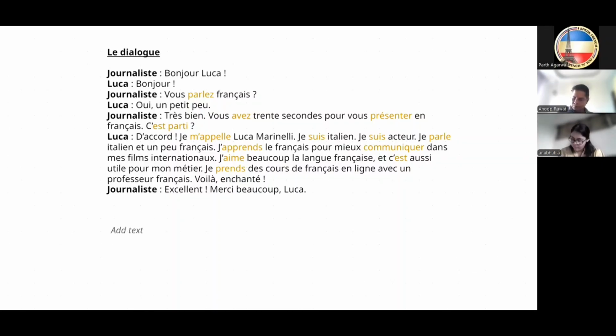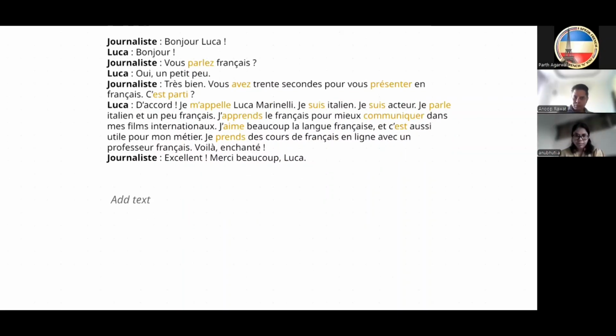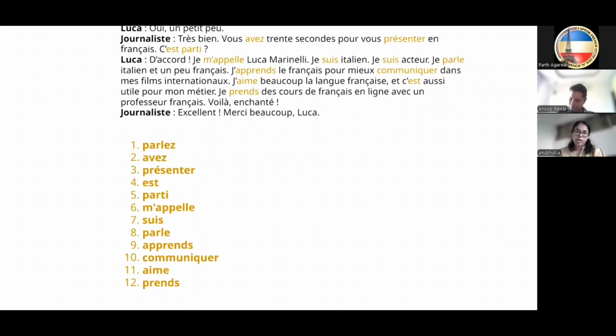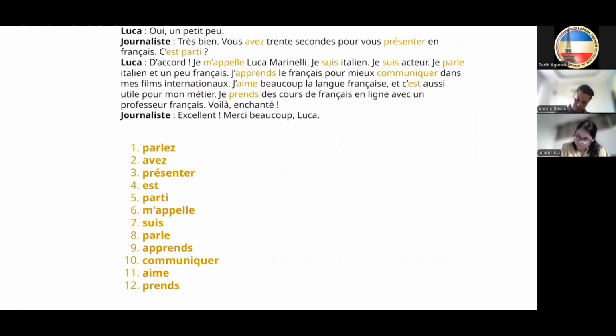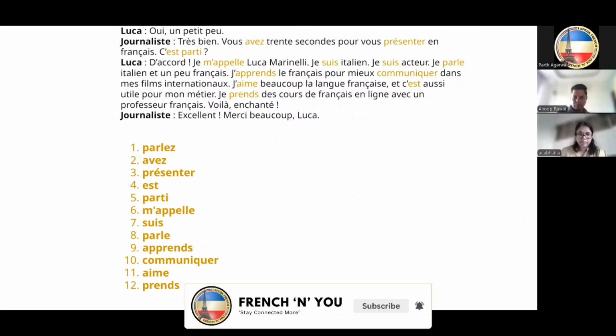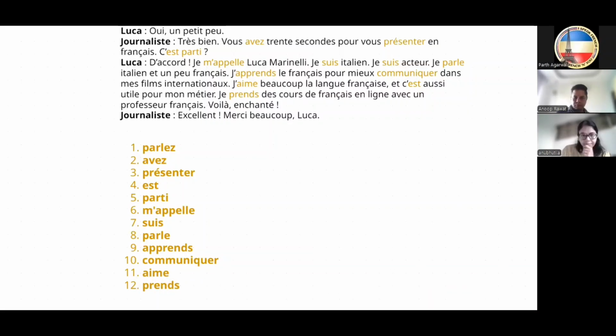So the first one is, as Anup specified, parler, with vous also, then avez, then présente, then we have est, parti. Do you agree with me that these are the verbs that we have highlighted? So these are the verbs that you have identified, right? Now we will note down the meanings of each verb and the main form of this verb.